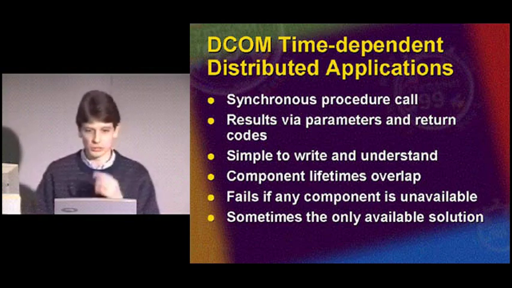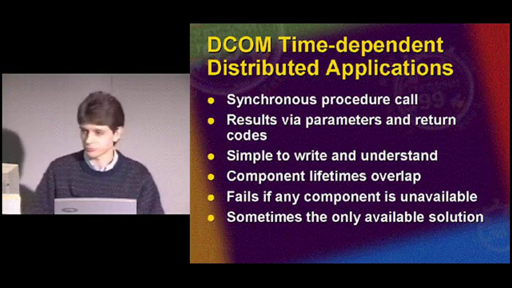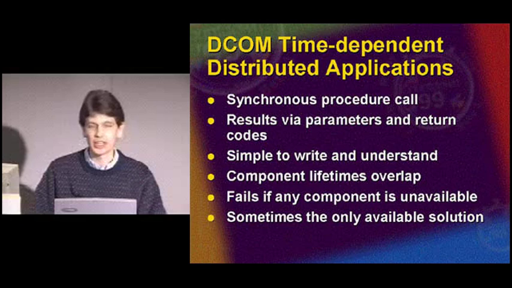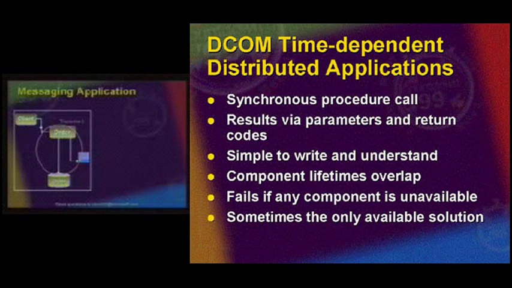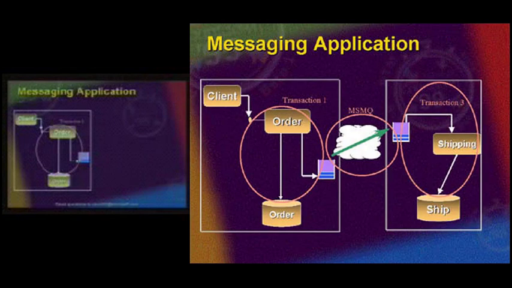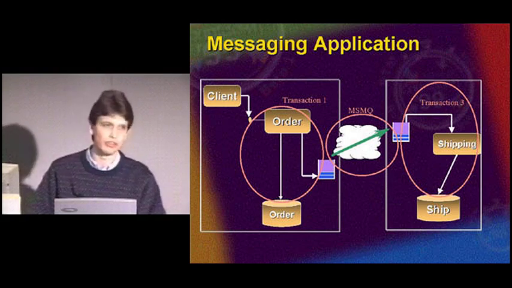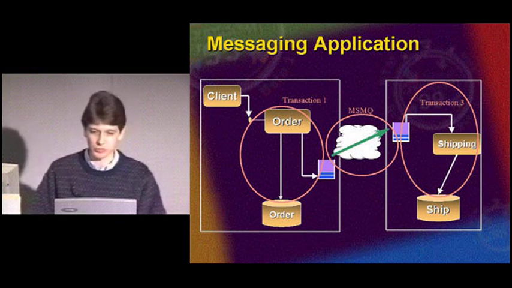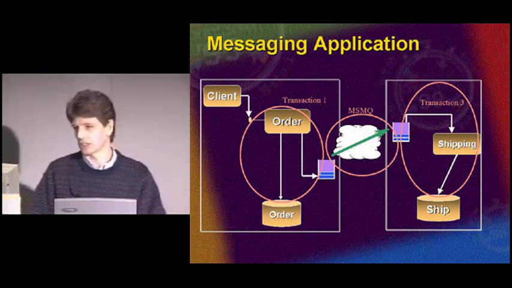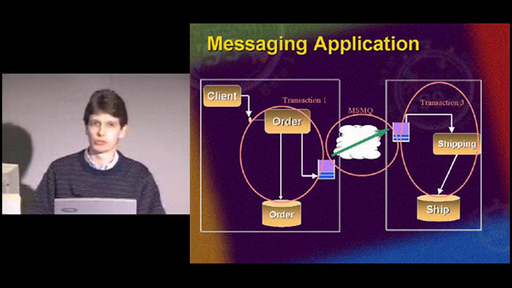Let's move on to messaging applications. There are many applications where a single business application can be split down into smaller individual transactions, and these can be separated in time. The only requirement is all the pieces of the transaction are done eventually, where eventually is defined by whatever the business model happens to be. So let's look at the same application, but this time, rather than use DCOM, use message queuing.